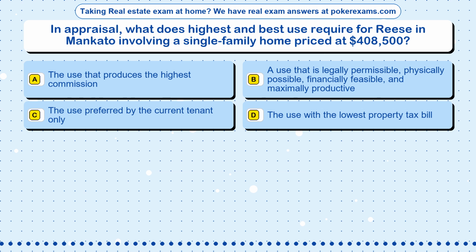Question 70. In appraisal, what does highest and best use require for Reese in Mankato involving a single-family home priced at $408,500? Option A. The use that produces the highest commission. Option B. A use that is legally permissible, physically possible, financially feasible, and maximally productive. Option C. The use preferred by the current tenant only. Option D. The use with the lowest property tax bill.